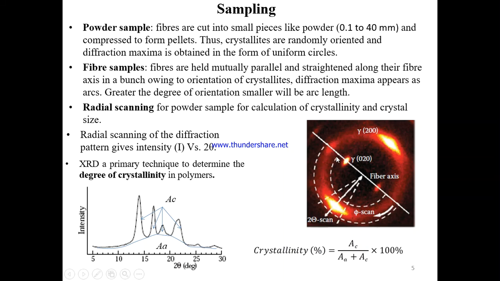Okay, but in the case of a powder sample, you will see concentric arcs only. I will show in the next slide how the arcs and circles appear. But if you are using a fiber sample, when the fibers are held mutually parallel and straightened along their fiber axis in a bunch, owing to orientation of crystallites, diffraction maxima appear as arcs.